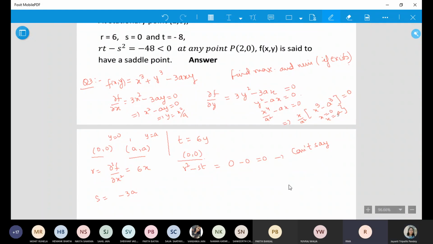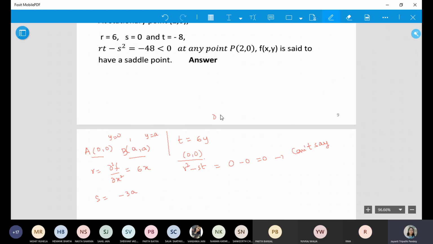Putting both x, y as 0 in the first case, this is one point, a, and the other point is b. But why are we getting 6y in t? Just differentiate this, you will get 6y. It is del 2 f by del y square. So when you differentiate it the second time, you will get this only.